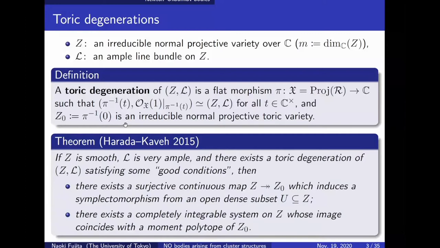For instance, Harada-Kaveh proved, under some conditions on toric degenerations, that there exists a surjective continuous map from the generic fiber to the central fiber, such that it induces a symplectomorphism between open dense subsets. In addition, by composing this surjective map with the moment map of the toric variety, we obtain a completely integrable system on the generic fiber.